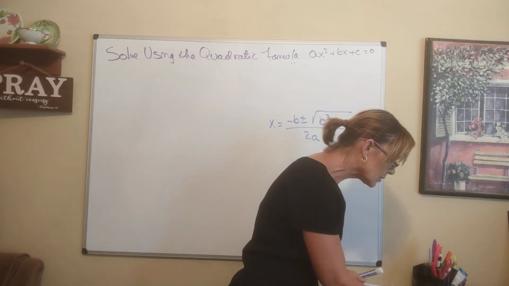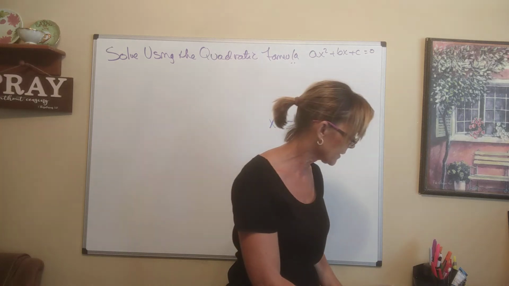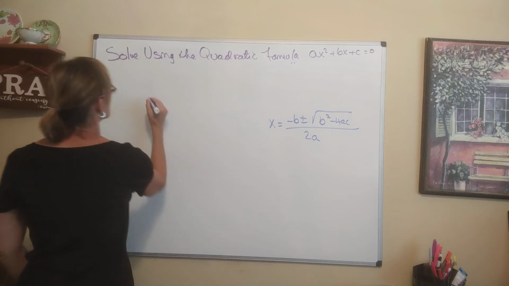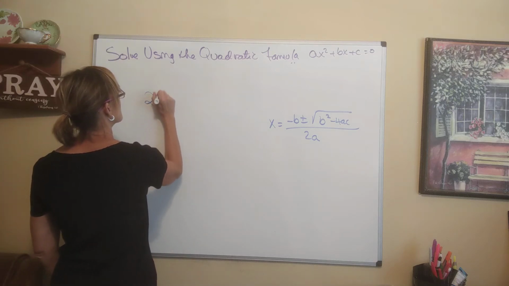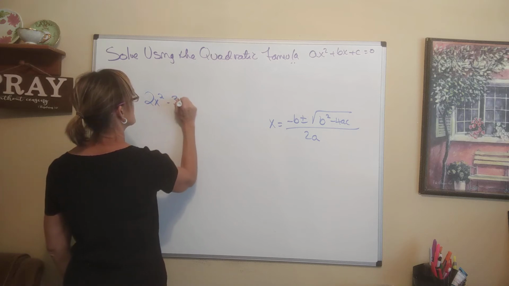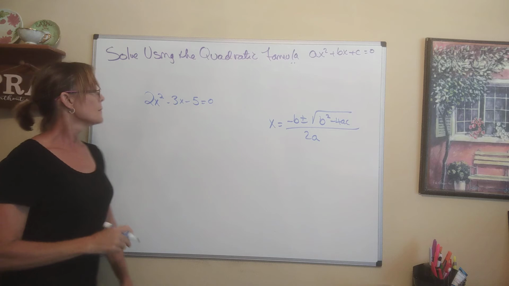Let's see, let's do the last one. I was gonna have us do, where did I leave that? Where's my little piece of paper? Oh, here it is. By the quadratic formula, let's solve it. 2x squared minus 3x minus 5 is 0.